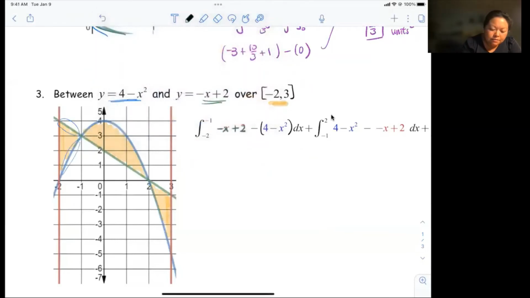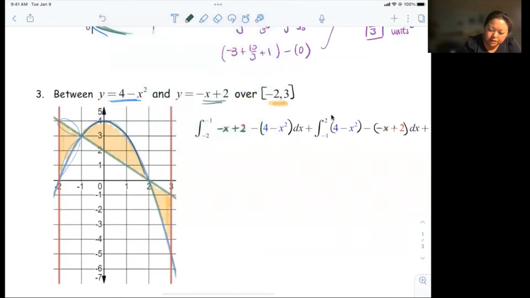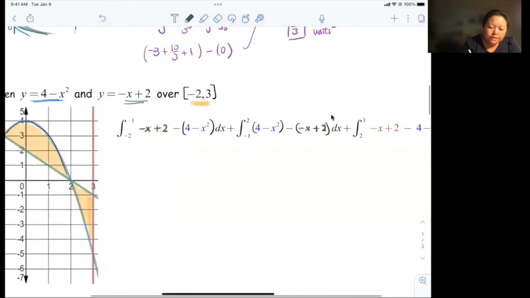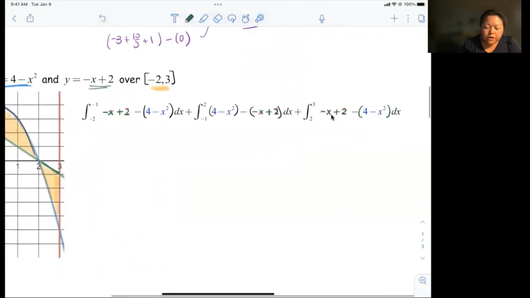And then the second piece here now, the top function is a parabola. So the top function minus the bottom function, minus the linear function, negative x plus 2. And then once again, this last piece here, the top function is green and the bottom function is blue. So the top function is my linear function, negative x plus 2. And I'm going to use that to subtract the quadratic, right? And again, watch out for your interval, right?